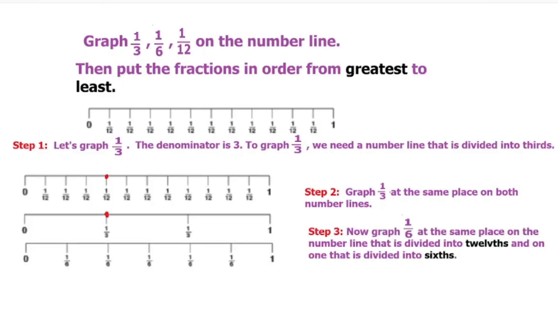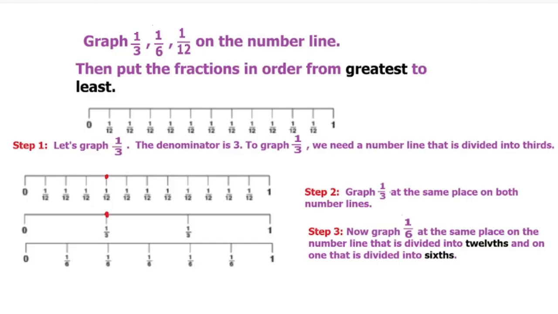So now to graph 1/6 at the same place on the number line that is divided into 12ths and on one that is divided into 6ths. So here's what 1/6 is graphed on. So right here. So now we follow that up and it's right here. So 1/6 is the same as 2/12, right? Now all that's left to do is to actually graph 1/12, which is right here.